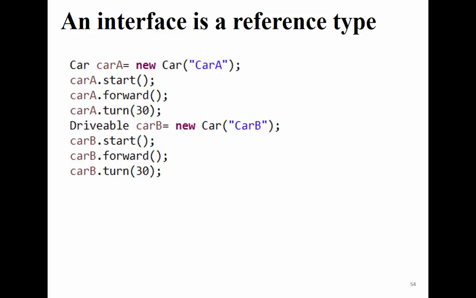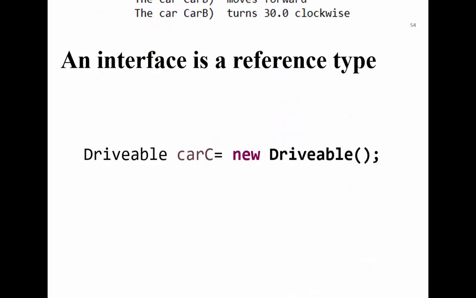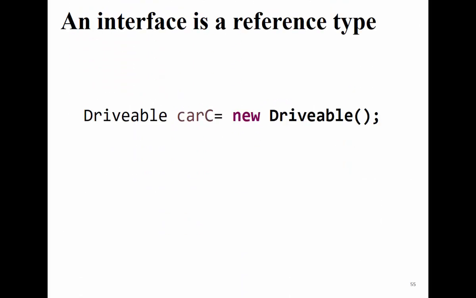Look here, a Drivable carB. This is valid. There's no problem. I can use Drivable as a reference type. This is why I told you on the left side, you can use the reference, but I cannot use it here in the new. So I can have this new Car for carB, and I can ask carB to go forward, to go 10 left or right. I can use Drivable as a reference. I cannot use it inside the new. So this is okay.